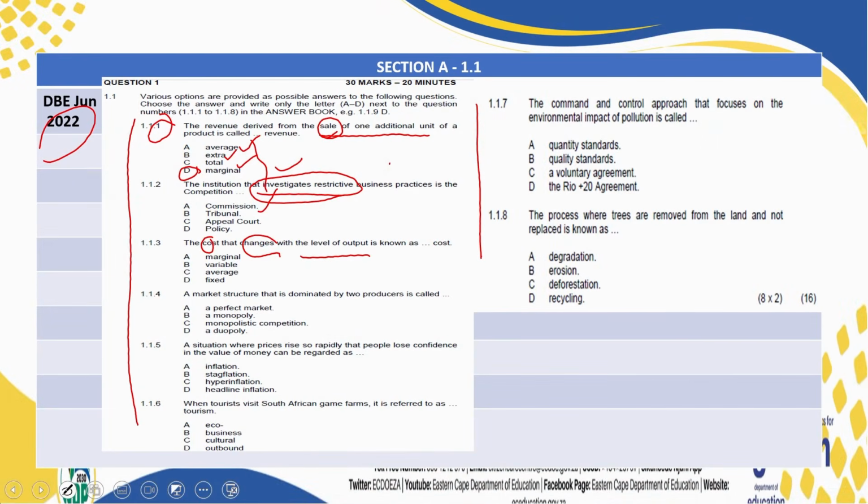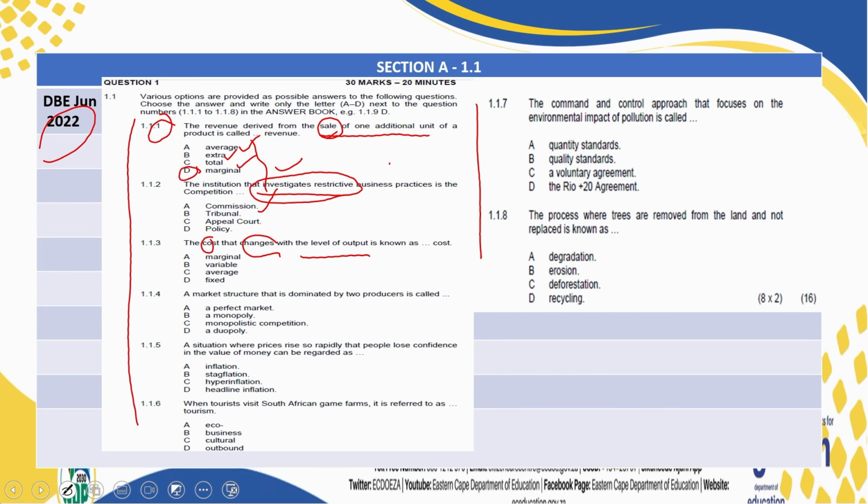Now, 1.1.3, the cost that changes with the level of output is known as. So this is a cost. It's not a revenue. And this cost changes. As output is increasing, it also increases. What can that be? Try to answer before you look at the responses. Then you go and read the responses. Marginal cost? Nope. Variable cost? Yes, but we also read the other responses. Average and fixed? Nope. This should be the variable cost.